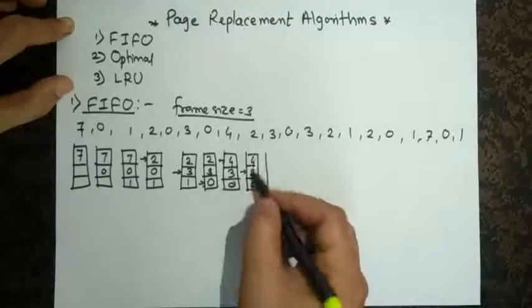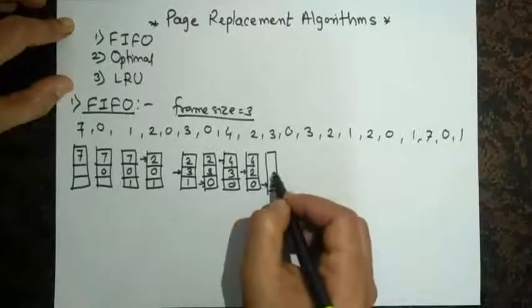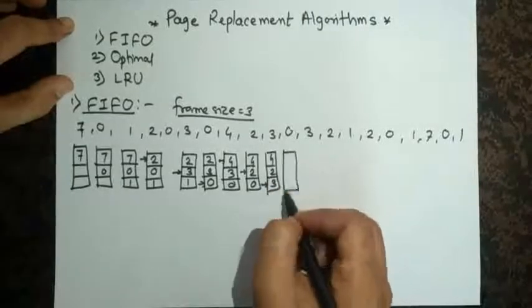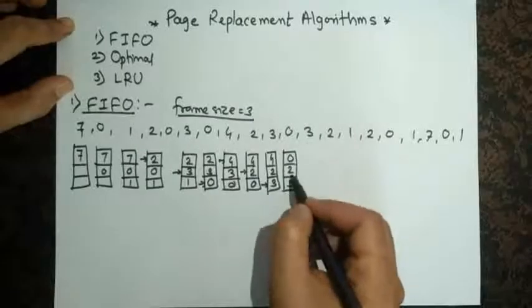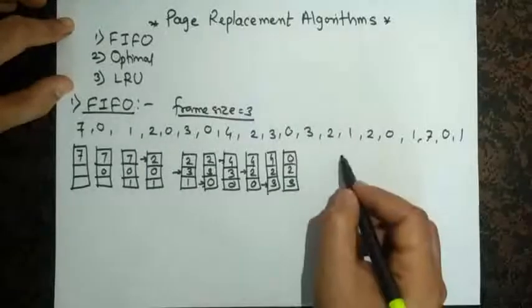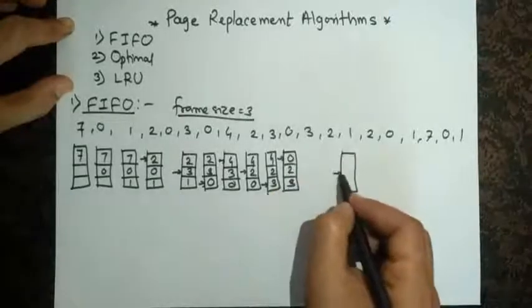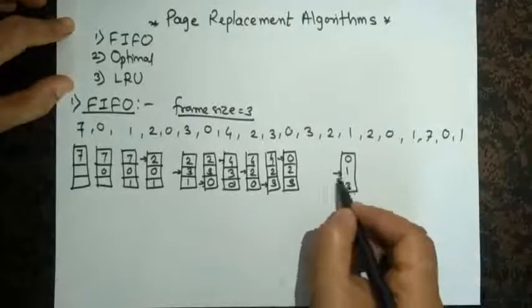2 is requested, which is already there. Now 3 is requested. So we have to put this at this position and the rest of things as it is. Now 0 is again requested. So we have to use this position and the rest as it is. 3 is requested, which is there. 2 is requested, which is also there. Now 1 is requested. So just now we replaced at this position. So we have to put this 1 at this location and this as it is.